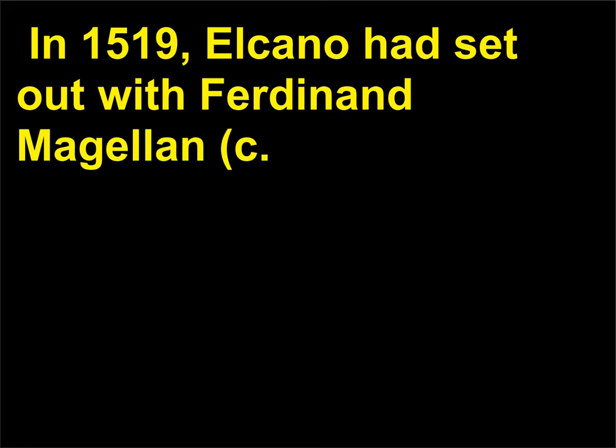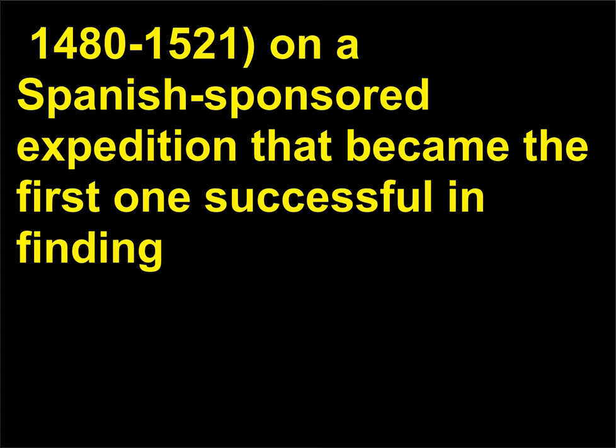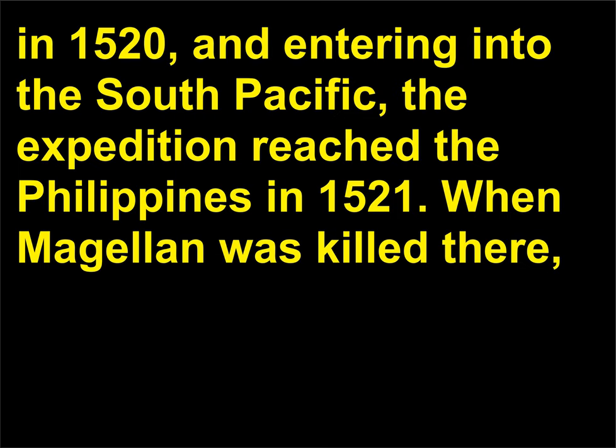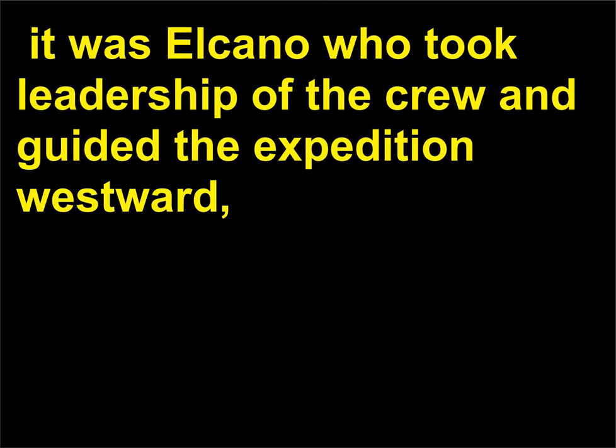In 1519, Elcano had set out with Ferdinand Magellan, c. 1480-1521, on a Spanish-sponsored expedition that became the first one successful in finding a western route to the east. Having rounded the southernmost point of mainland South America in 1520, and entering into the South Pacific, the expedition reached the Philippines in 1521. When Magellan was killed there, it was Elcano who took leadership of the crew and guided the expedition westward, returning to Spain as the first sea captain to go around the world.